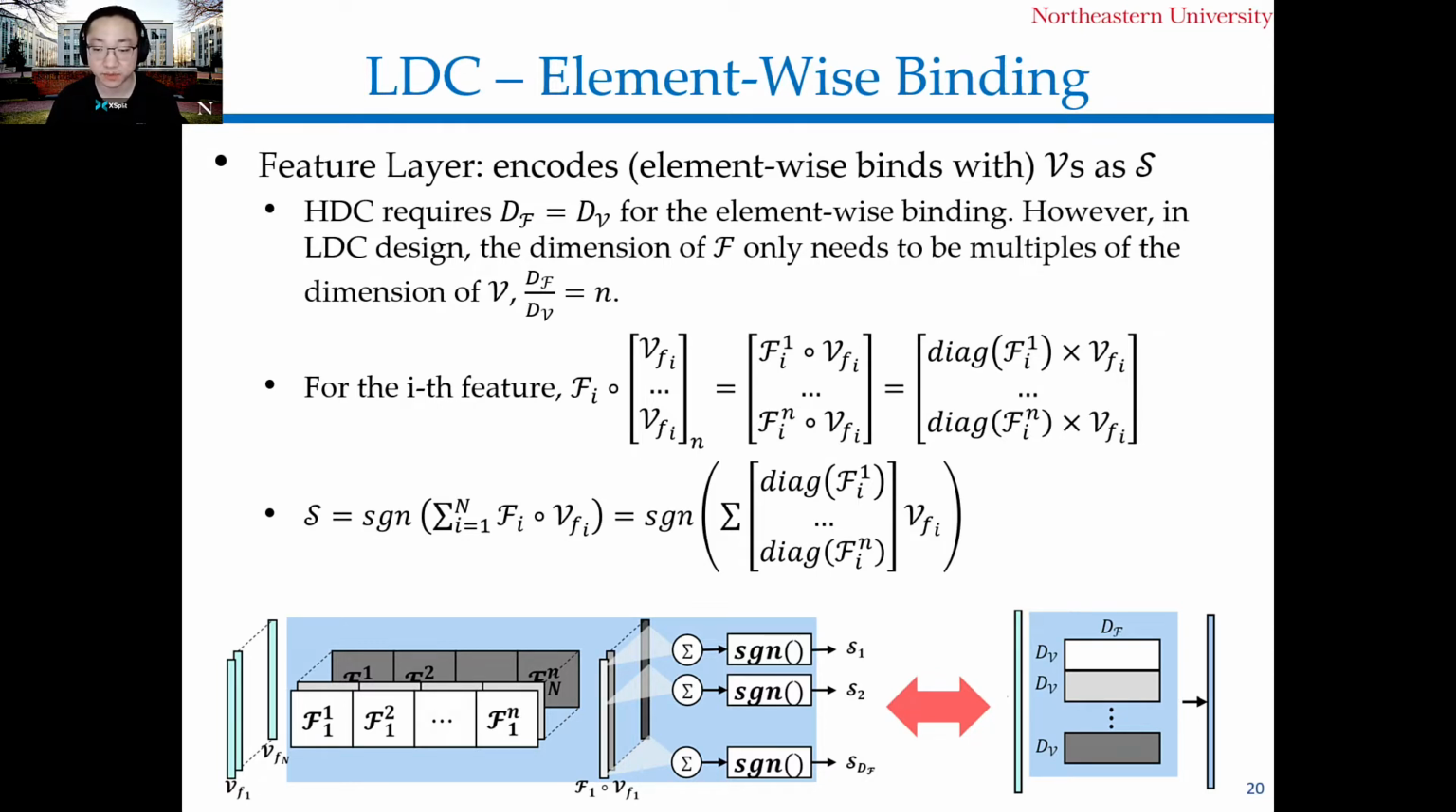And these small diagonal matrices can compose a large sparse matrix. And the input value vectors are also stacked as a long binary vector. And in this case, this element-wise binding is actually a linear layer in the neural network format, while the sign function is the activation.